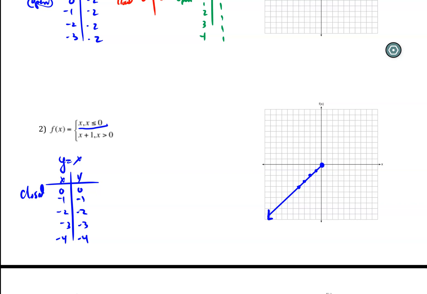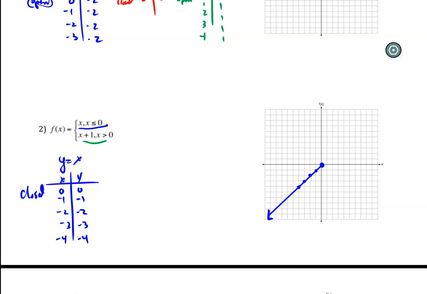Draw my arrow. Notice I do extend it for whatever portion of the graph that I have. Again, I don't have to plot all the way here as long as you have the trend of what's going on, and then you can draw the line through the entire portion of the graph. And again, don't forget your arrows when necessary. All right, let's do this part here.